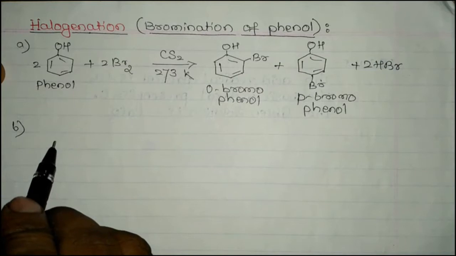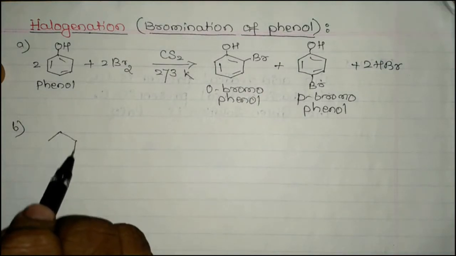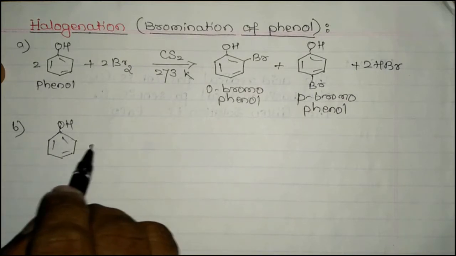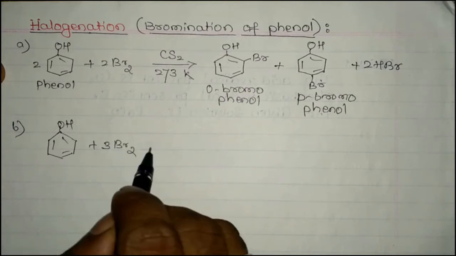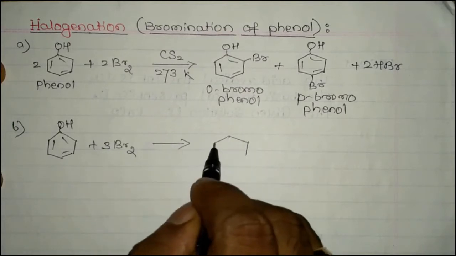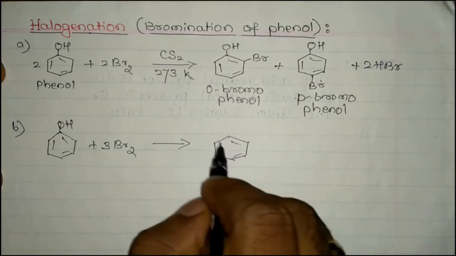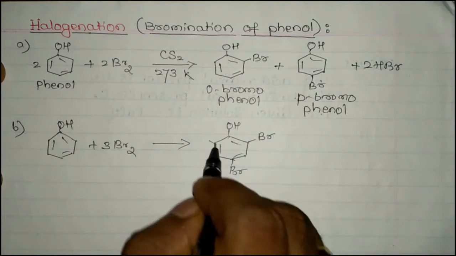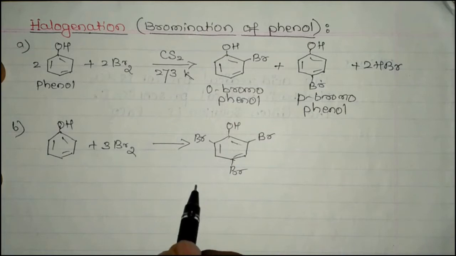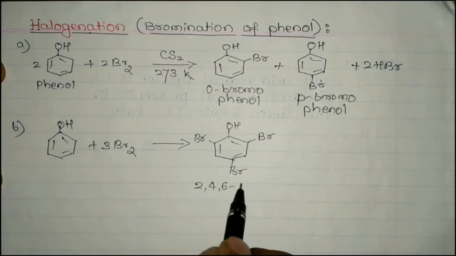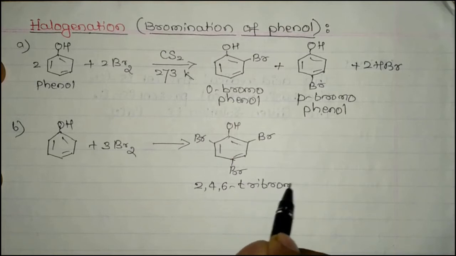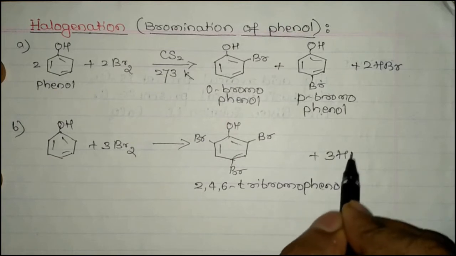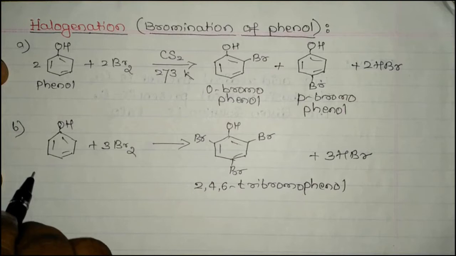If phenol is treated with bromine water, Br2, you will get 2,4,6-tribromophenol plus 3HBr.